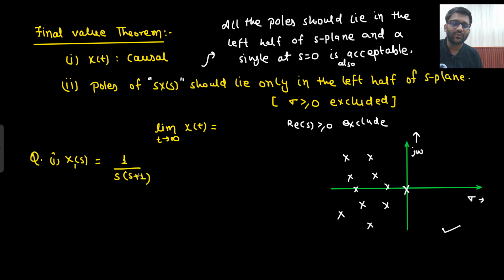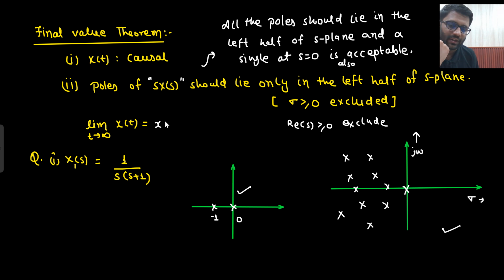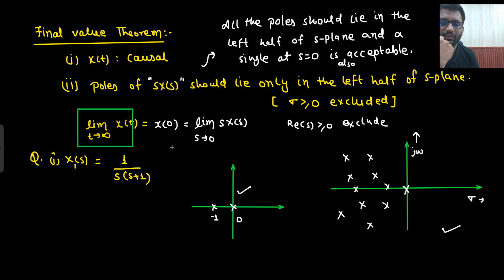So let's draw the pole zero diagram for this one. One pole is at 0 and another pole is there at -1. So is this acceptable? Yes, because a single pole at the origin is accepted. So don't multiply this as s X(s), nothing you need to do. So now yes, I can apply the final value theorem. And what is this final value theorem? You need to find the value of x(t) at t equals to infinity. So what you will do? You will put the limit of s, but you will multiply X(s) with s, and the limit will be s tending to 0.